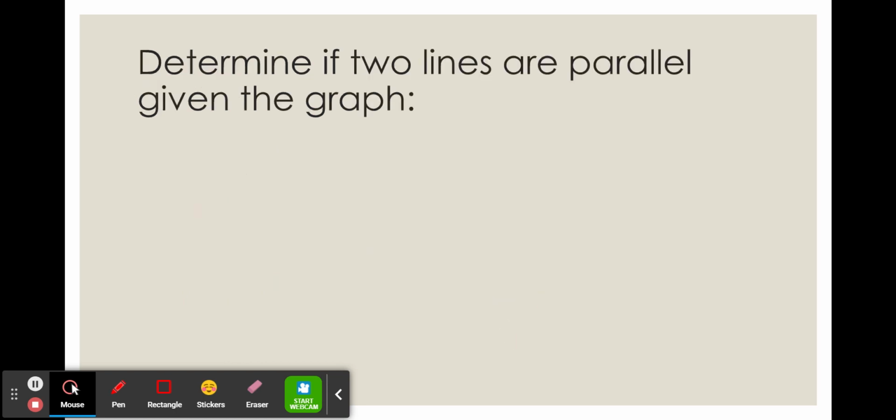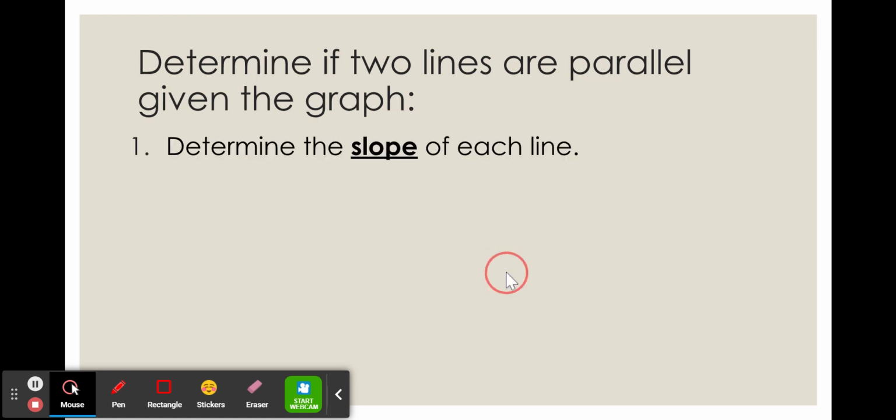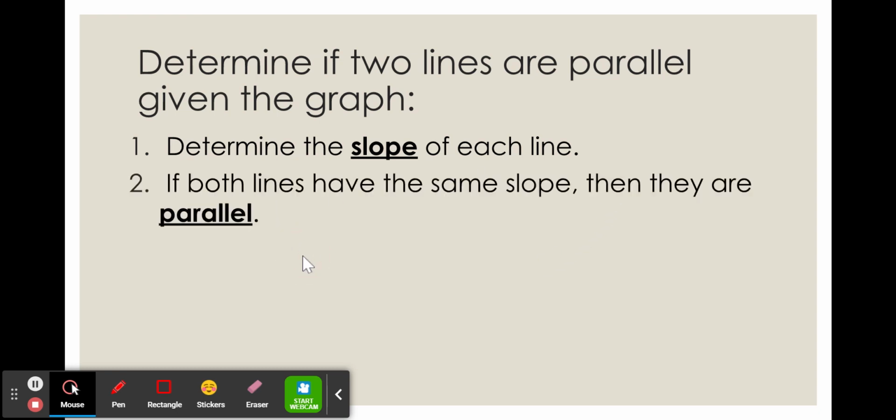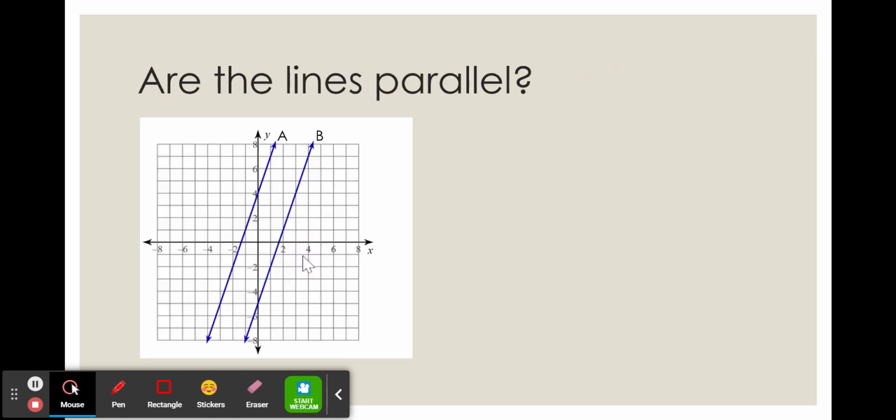So to determine if two lines are parallel given the graph, your first step is to determine the slope of the line. And remember, we use the rise over the run. The second step, if both lines have the same slope, then they are parallel.